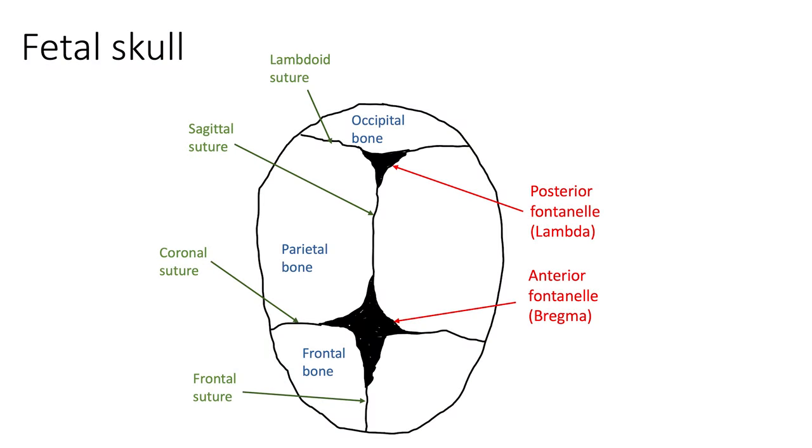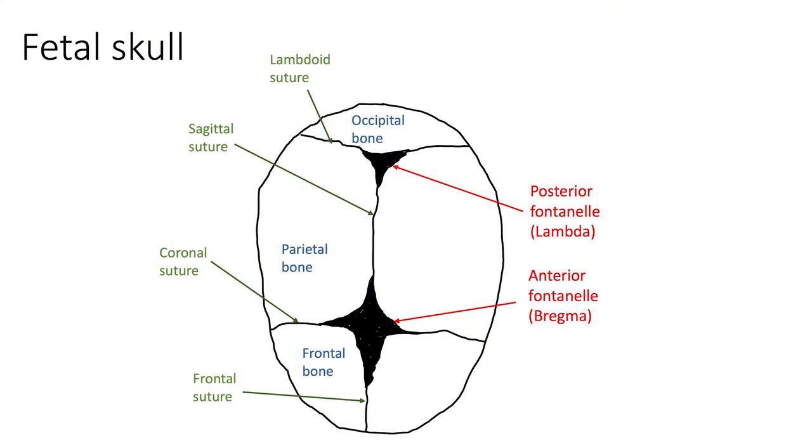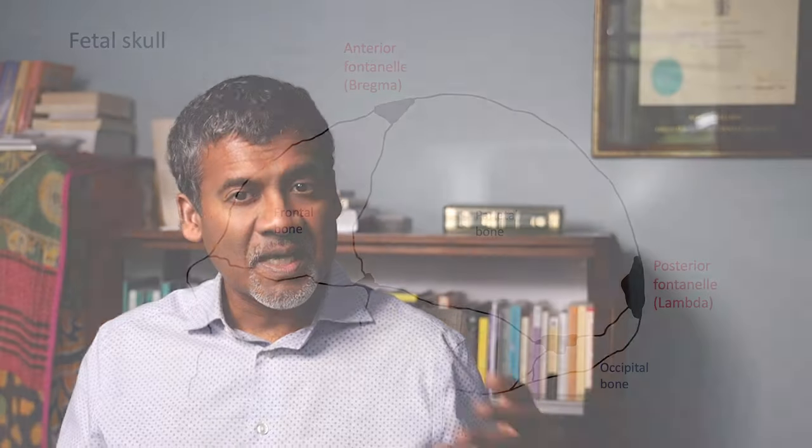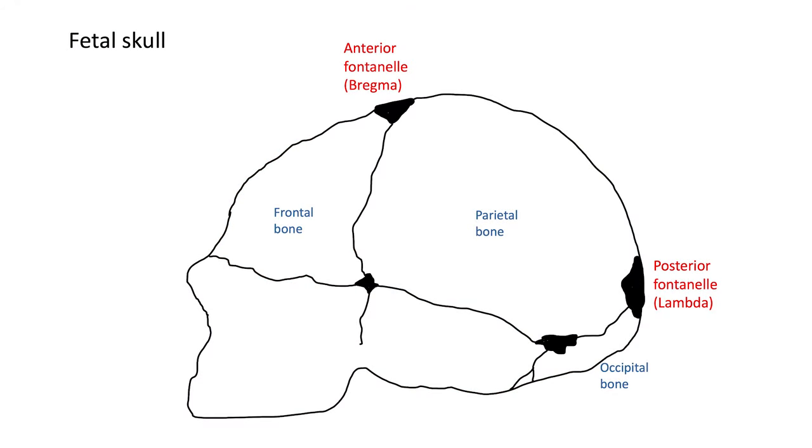Question three, what are the two main fontanelles of the fetal skull? Fontanelles mean soft spots, and these are the unossified membranous tissues found between the cranial bones. The anterior fontanelle, also called bregma, is diamond-shaped and lies between the two halves of the frontal bones and the two halves of the parietal bones. The posterior fontanelle, also called lambda, is triangular-shaped and lies between the two halves of the parietal bones and the occipital bone. Note that the anterior fontanelle is not so much anterior, but at the top of the skull.